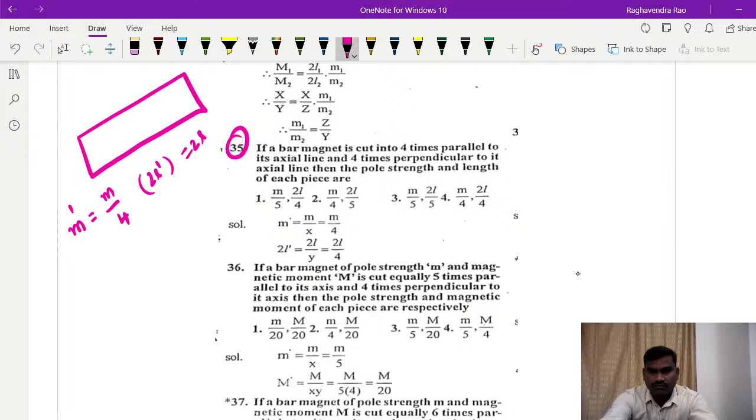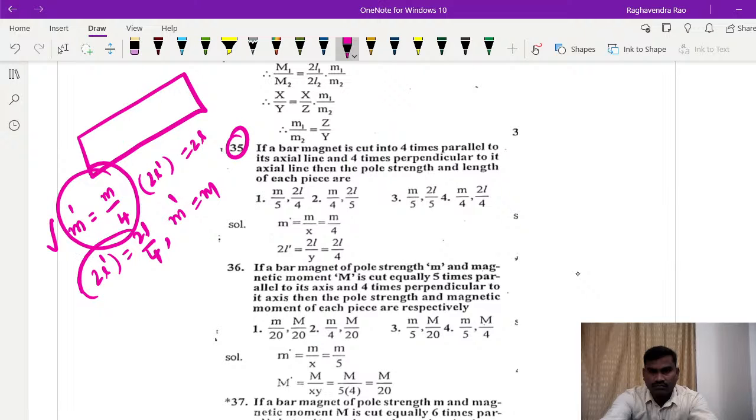Okay, right. 4 times perpendicular to its axial line. Perpendicular cutting, what happened? 2l dash is equal to 2l by 4. M dash is equal to m. In perpendicular cutting, there is no change in magnetic pole strength. Now we need to find the net magnetic moment. In this case, because of parallel cutting, pole strength will become m by 4. Because of perpendicular cutting, magnetic length will become 2l by 4. So m dash is equal to m by 4, 2l dash is equal to 2l by 4.